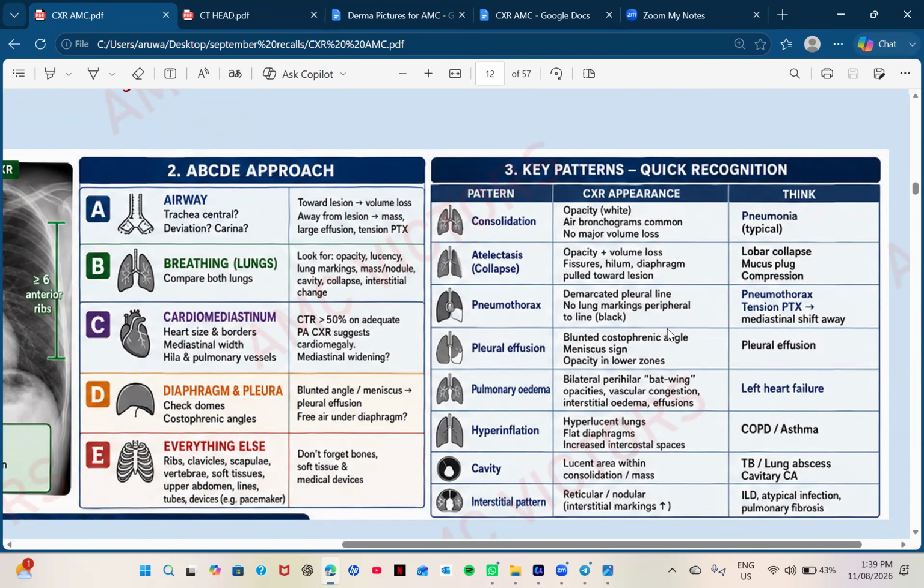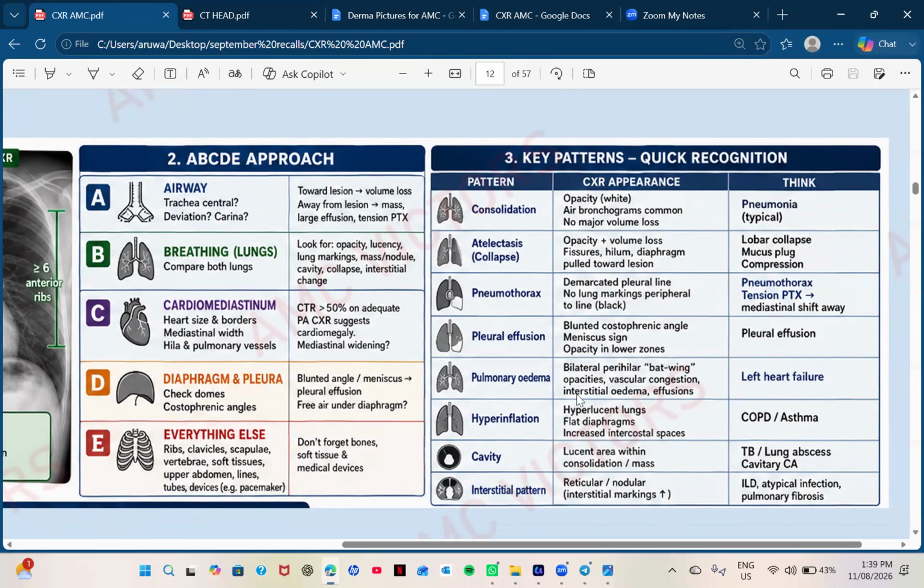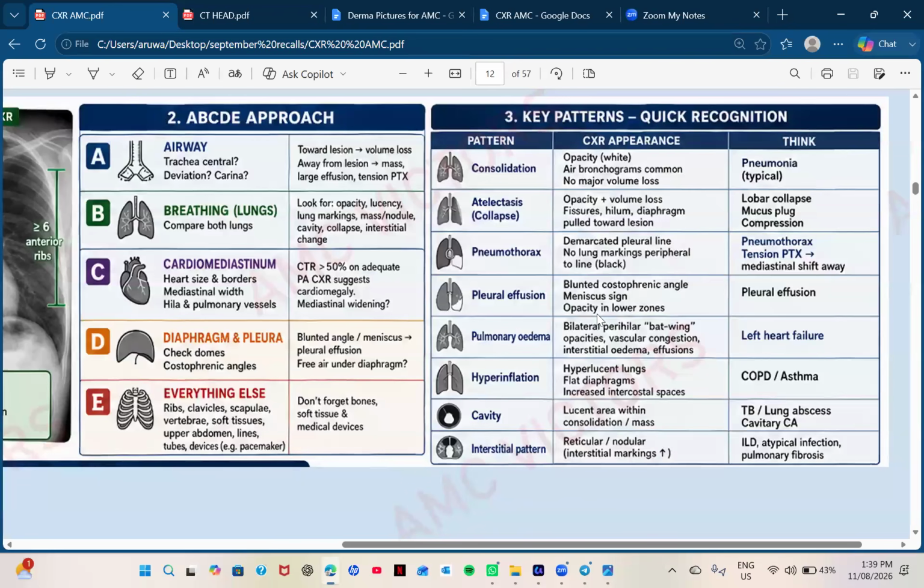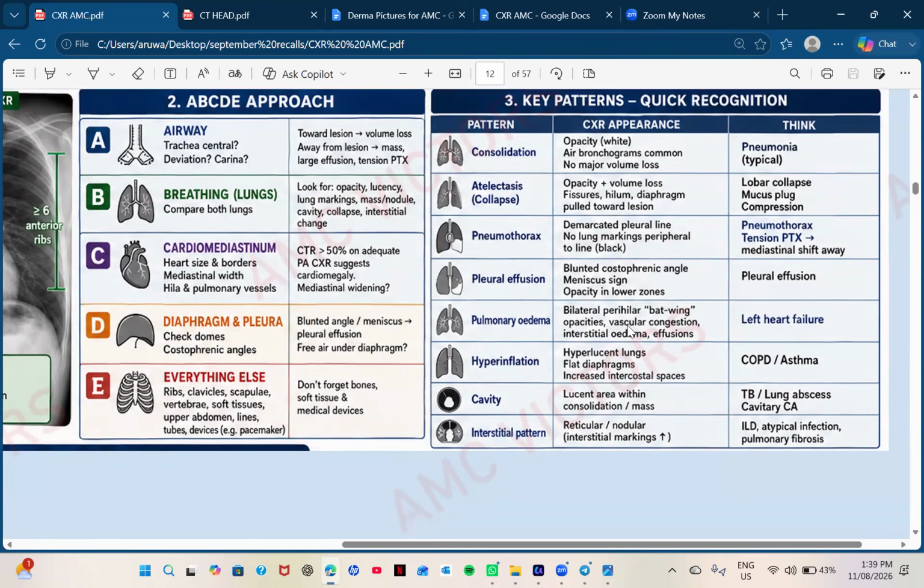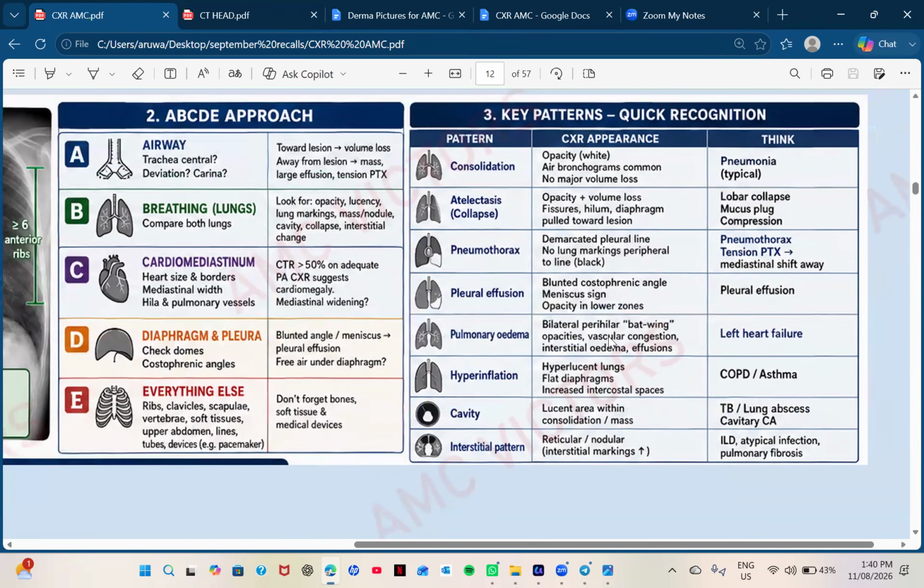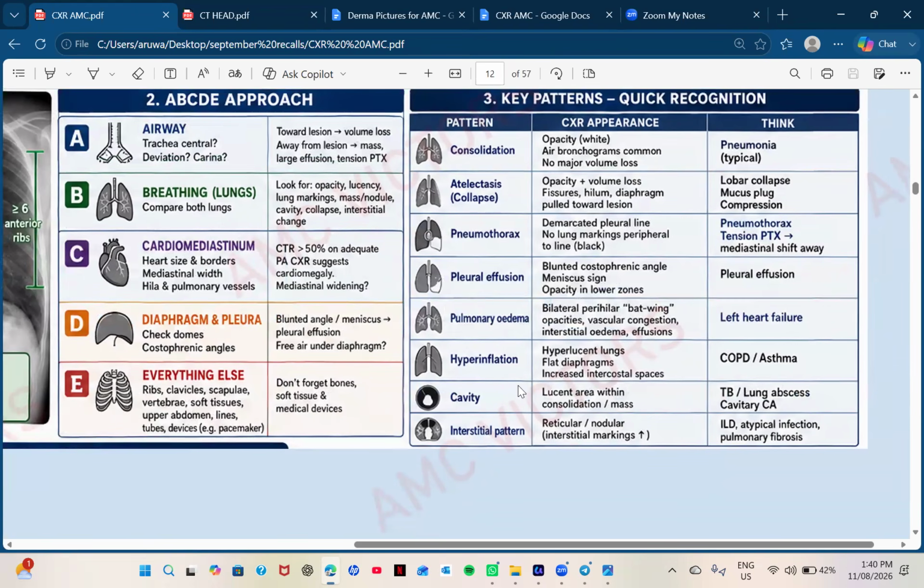Here the atelectasis and the pneumothorax you have to understand and differentiate. I will explain. In the pneumothorax, you can see the white pleural lines, right? Pleural lines, and you can see the lung collapse here as well. Okay, the pleural effusion, you can see the blunt costophrenic angle. So we call it meniscus sign, right? And there's opacity in the lower zone, right? Below the meniscus sign, you can see the white opacity. Then pulmonary edema, you can see the bilateral perihilar bat wing. I'll explain, okay? Bat wing, what is bat wing?